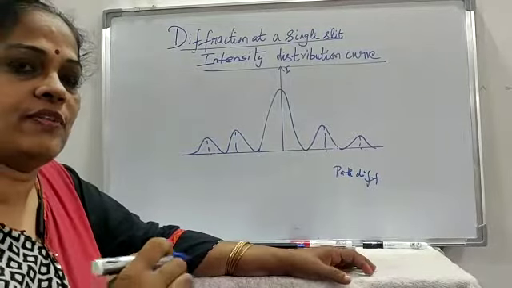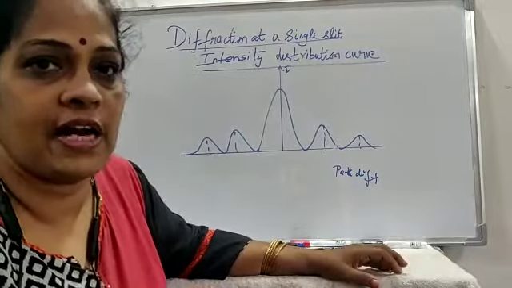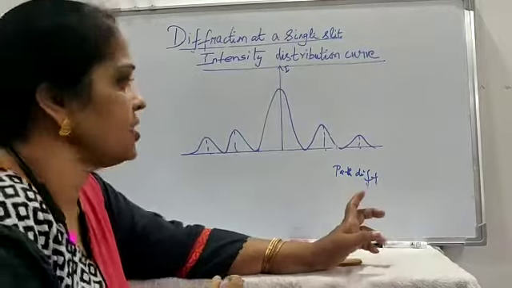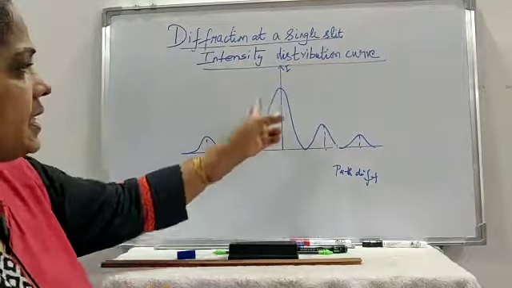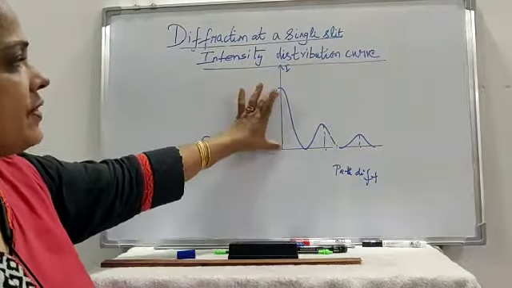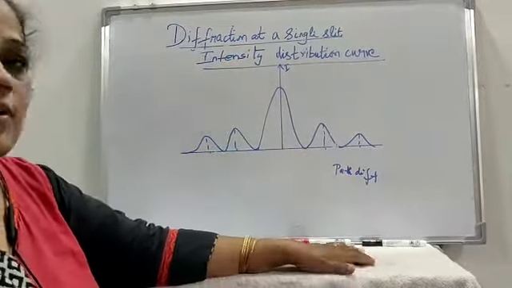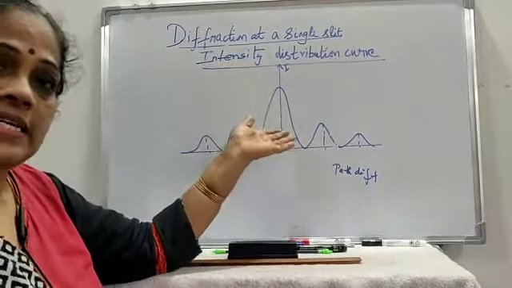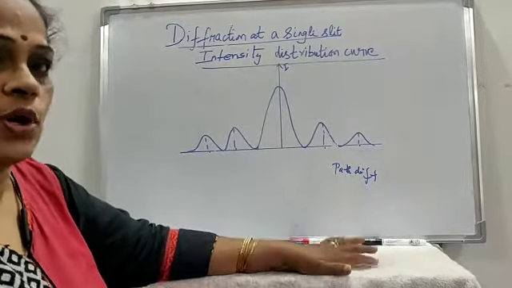In the last video, we were seeing the conditions for maxima and minima in a diffraction pattern. Now, let us draw the intensity distribution curve. The intensity distribution curve is the graph drawn between intensity and path difference, intensity and phase difference, or intensity and y, that is the distance from the central maxima. However you want, you can draw.